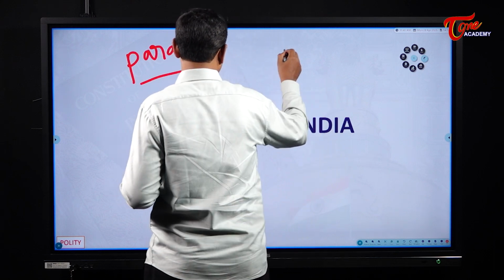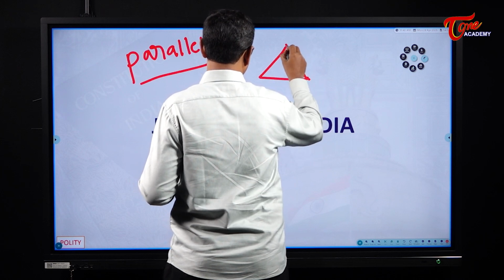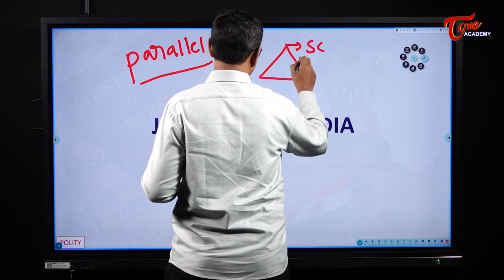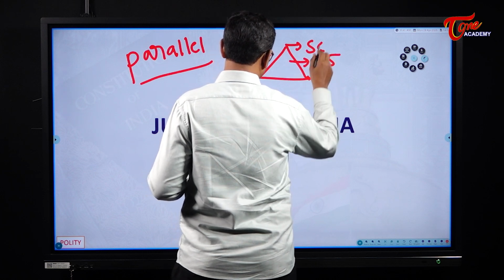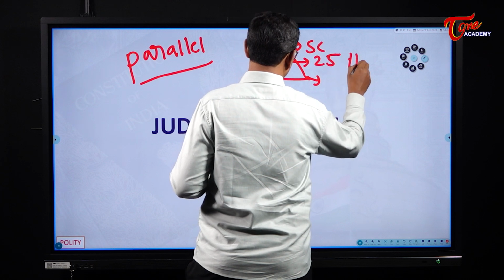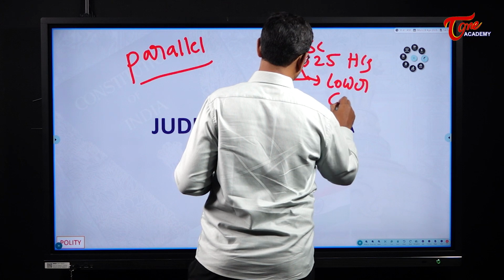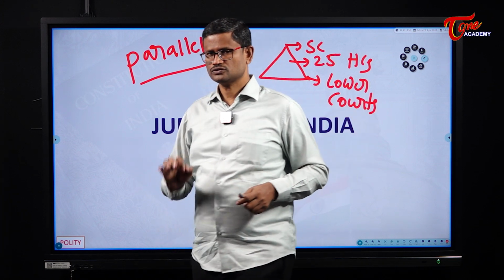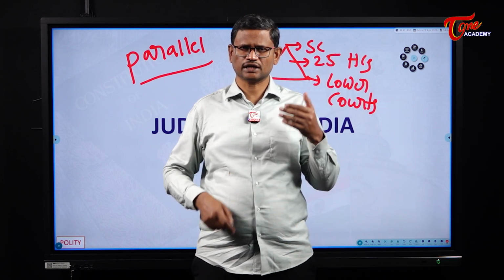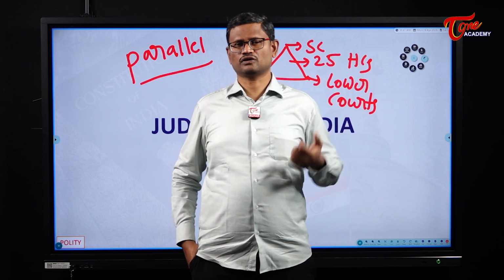So in India, we have courts in the form of a pyramid. At the highest level, we have the Supreme Court. Below the Supreme Court, we have 25 high courts, and below the high courts, we have lower courts. This is what we call an integrated judiciary, again a unique feature of the Indian federal Constitution.